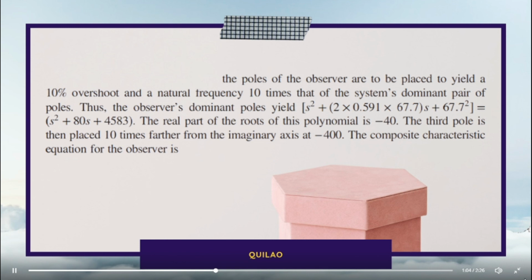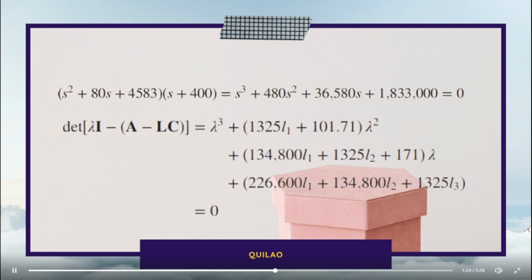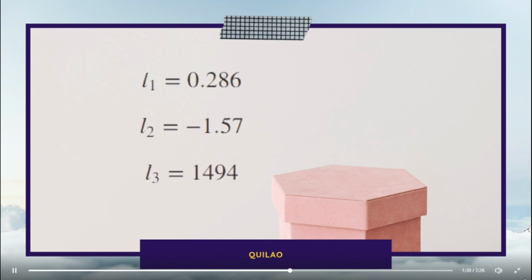The composite characteristic equation for the observer is now (s² + 80s + 4583)(s + 400), which results in s³ + 480s² + 36,580s + 1,833,000 = 0. Matching these two equations, we can solve for the observer gains, which are l1 equal to 0.286, l2 equal to 1.57, and l3 equal to 1494. This now completes the design, including the controller and the observer.